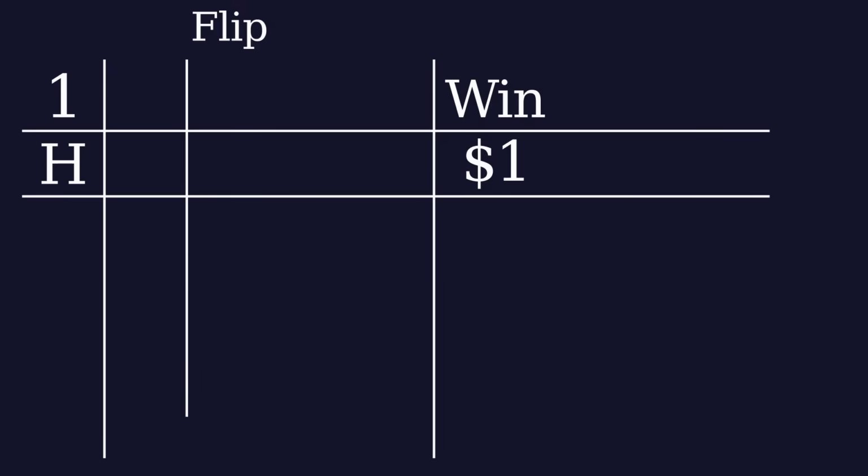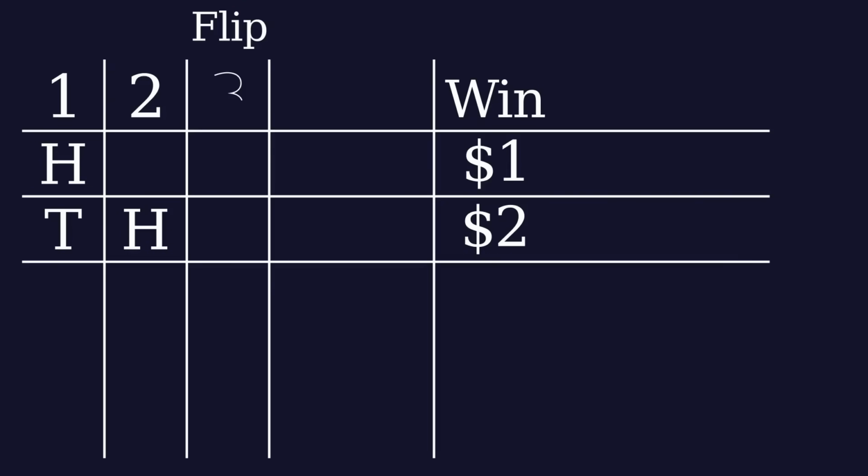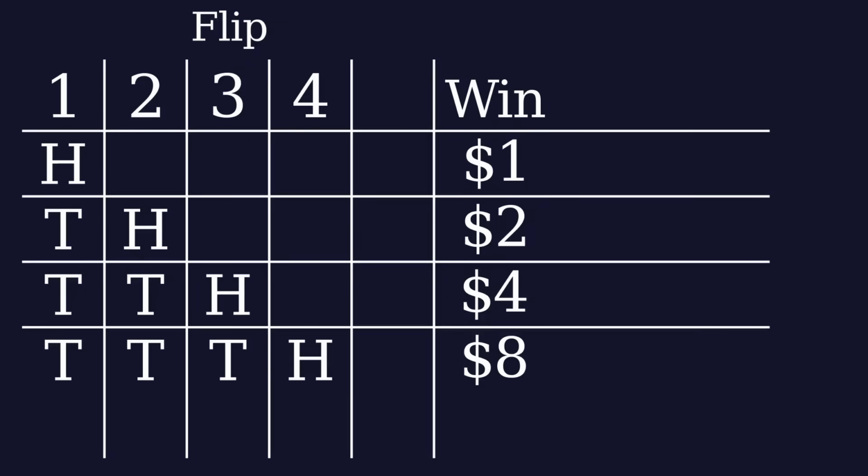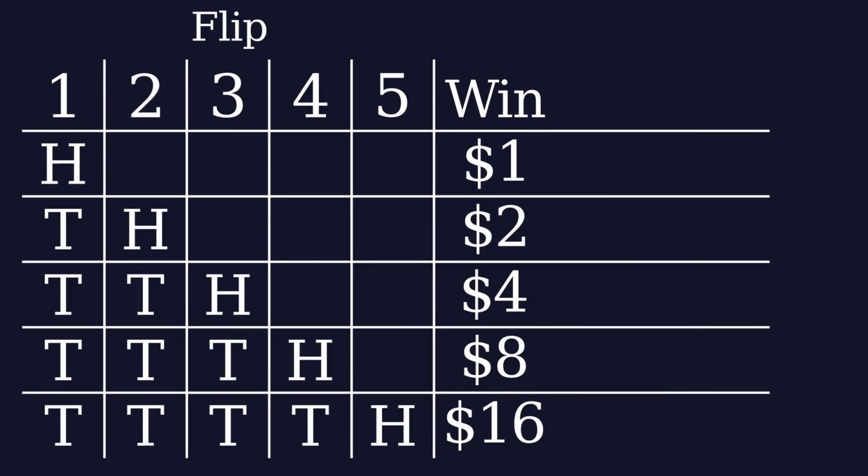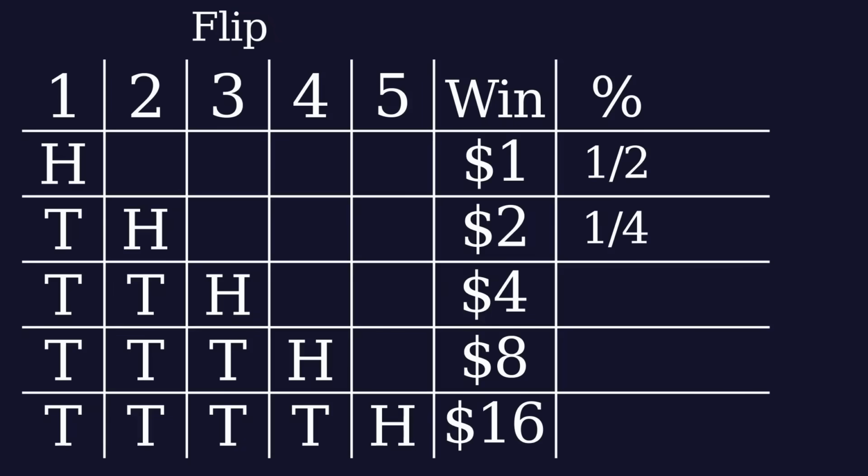If heads doesn't occur until the second flip, you win $2. If heads doesn't occur until the third flip, you win $4, and so on. We can calculate the expected outcome of this game. The probability that the first flip will land on heads is 1/2. The probability that the second flip will land on heads is 1/4. The third is 1/8, and so on.